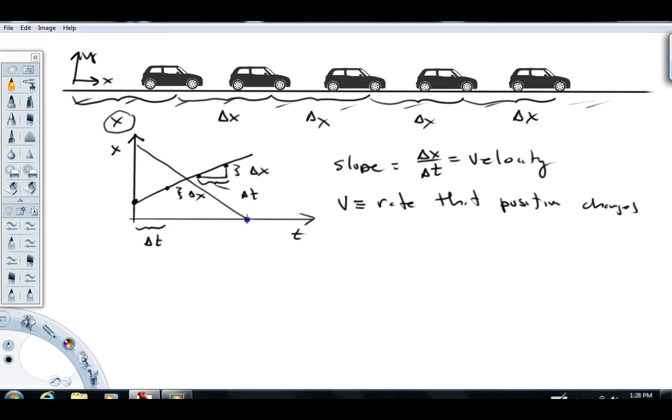So velocity is the slope of a position graph. This is how it's defined: the rate that position changes. This is how it's calculated: delta x over delta t. Now what we're calculating here is what's called the average velocity. I'm going to make another video that talks about the difference between average velocity and instantaneous velocity.